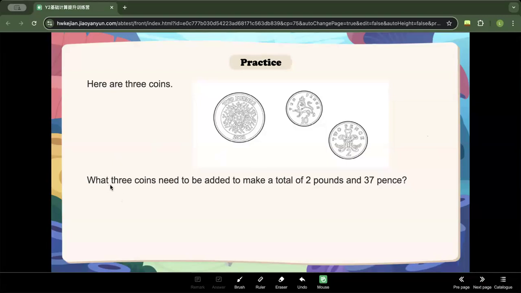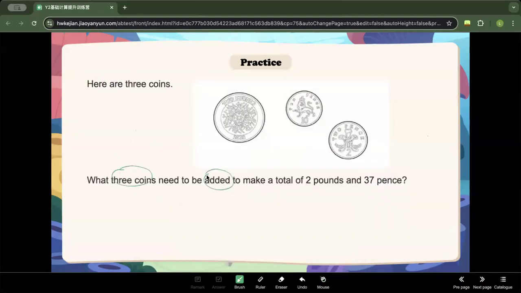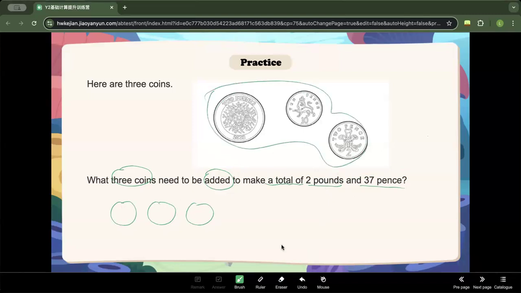As everybody sees here, what do we want? 3 coins. And we are going to add the 3 coins to make a total of £2 and 37 pence. After you read the question, you need to know exactly what the important information is. So this time, 3 coins, write it up. We have 1, 2, 3 coins, and we want to add them to these 3 monies and make a total. In this case, can everybody help me find how much money I have in total on the top?